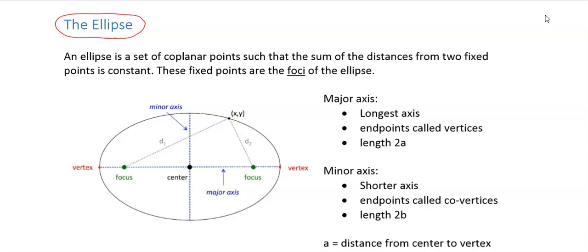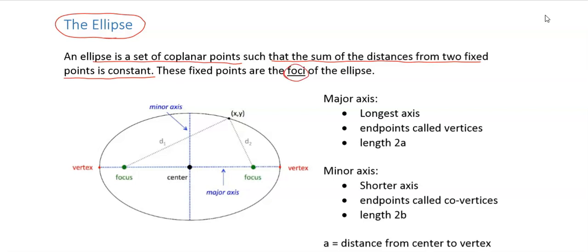So if you look carefully at this ellipse that they've got drawn, this is on page 17, by the way, in your notes. The definition of an ellipse is the set of all points in a plane, so they use the word coplanar, such that the sum of the distances from two fixed points is constant, and those fixed points are called the foci of your ellipse.